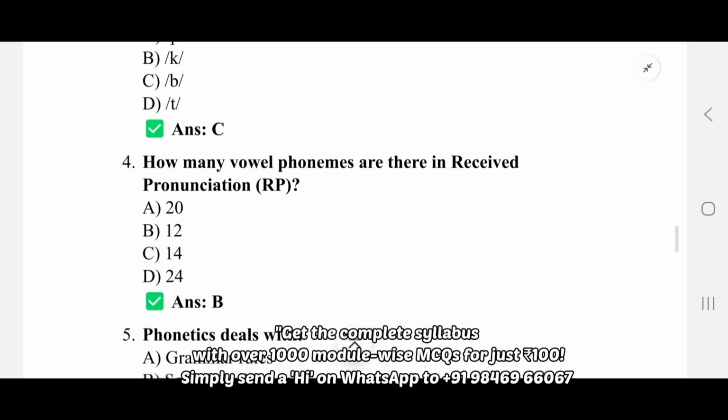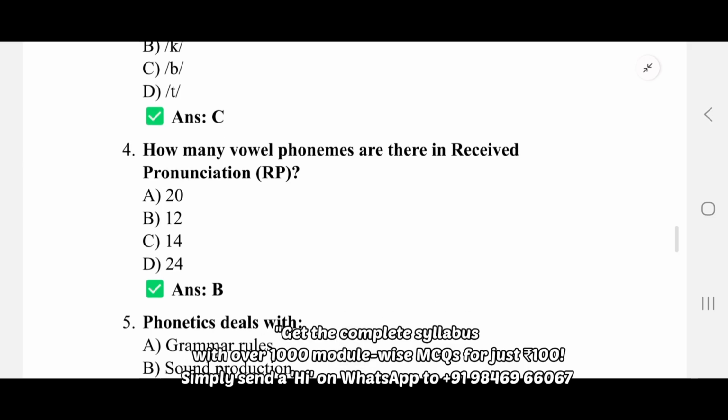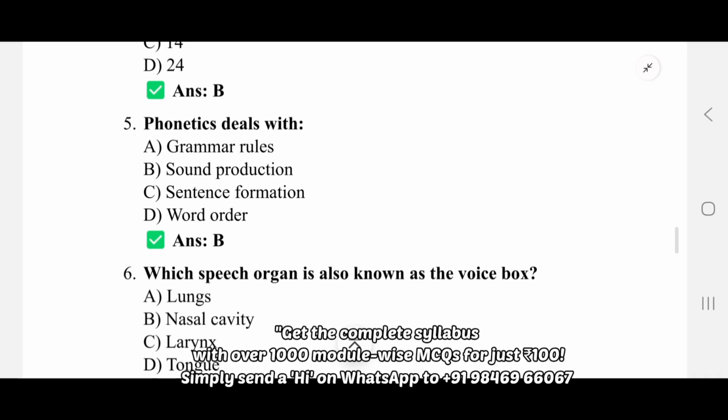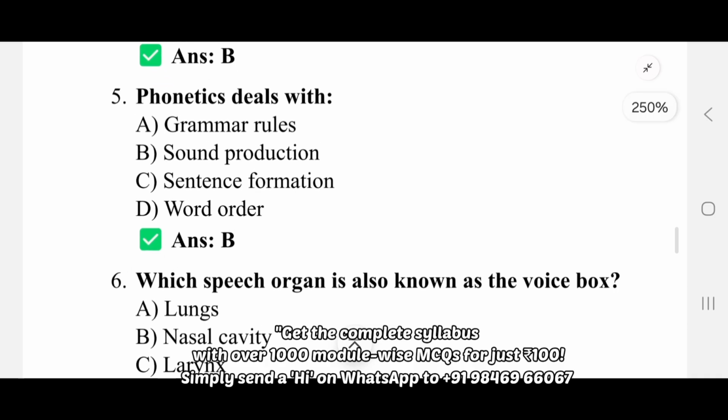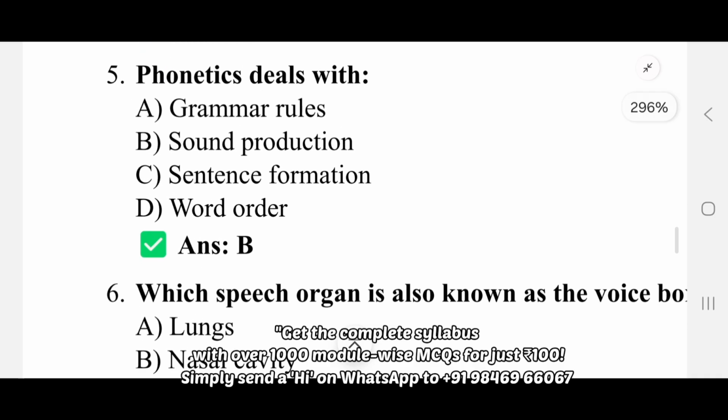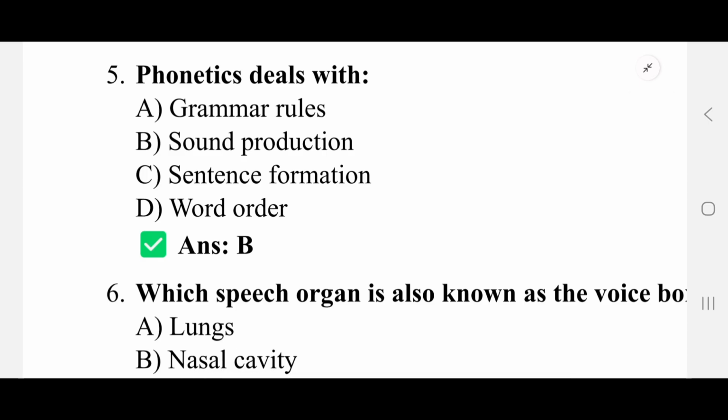How many vowel phonemes are there in received pronunciation? That is RP, right? How many vowel phonemes are there? 20, 12, 14, 24. So the answer is 12. Vowel phonemes, 12 numbers. Next, phonetics deals with grammar rules, sound production, sentence formation, word order. Phonetics deals with sound production.